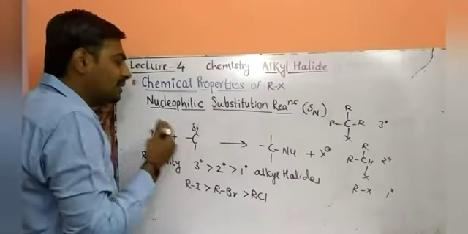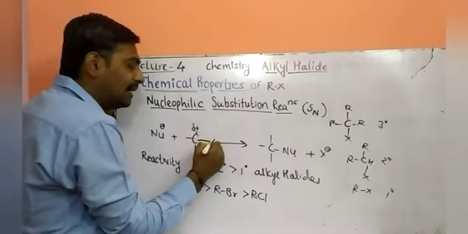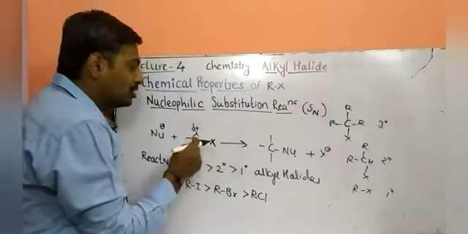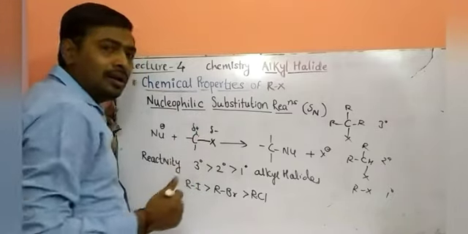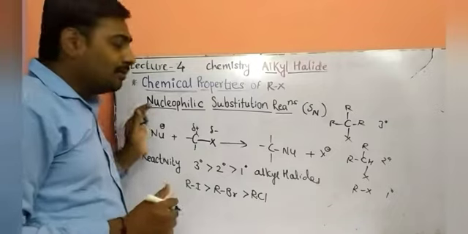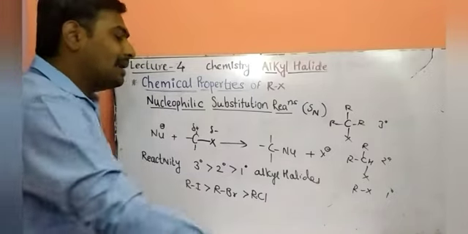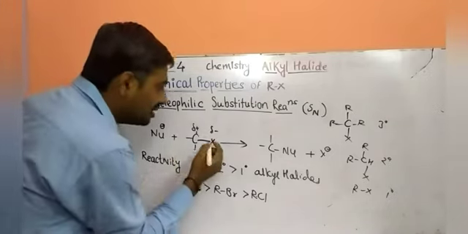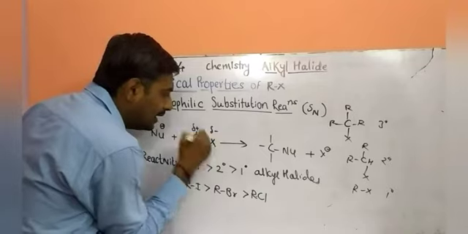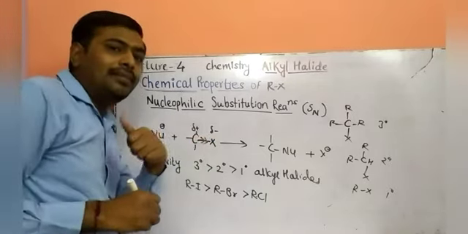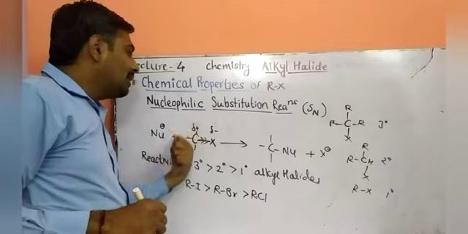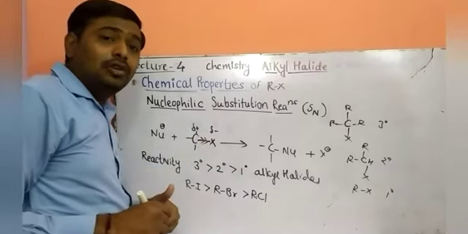As we already discussed in lecture number 2, the halogen-containing C-X bond is partially polar in character because the halogen atom has electronegative character. So electron density is shifted toward the halogen atom, and obviously the carbon carries a delta plus charge and acts as the electrophilic center.